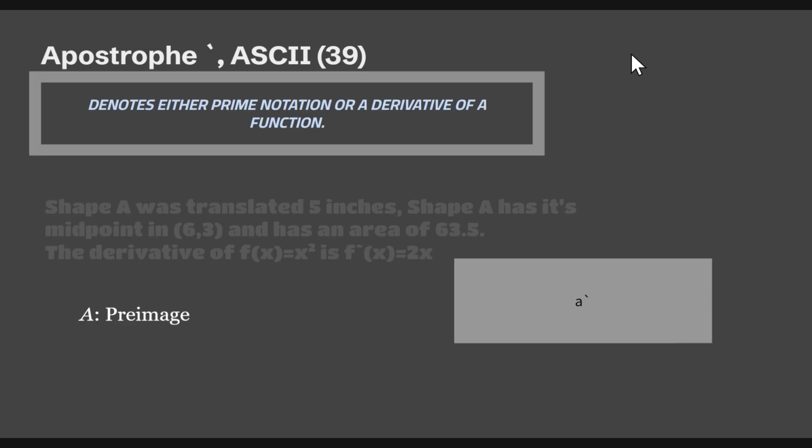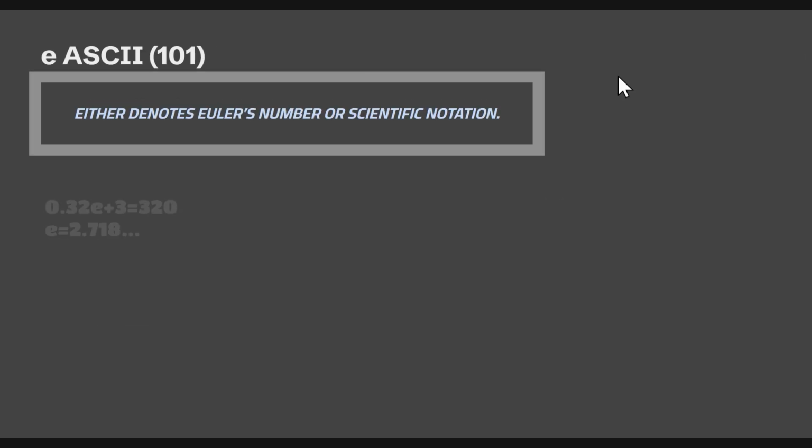The apostrophe is commonly used to denote prime notation or the derivative of anything. E is very commonly used to denote the constant e in a certain font, but is also used in scientific notation as a shorthand.